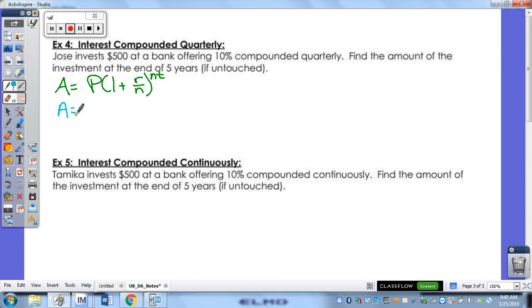So our P, how much money does he invest? 500. So your principal is 500 because that's how much money he invests. Our rate is 10%, so that would be 0.10 in there for our R. It's compounded quarterly, so how many times a year? 4. And then T is a 5, because they want to know how much is there after 5 years. So he's leaving it in there for 5 years, he's not going to touch it.